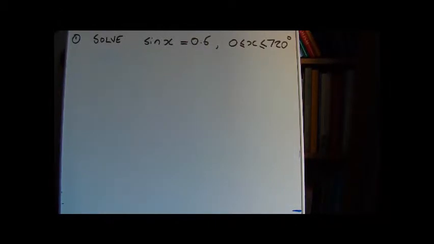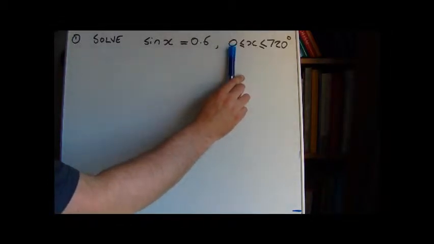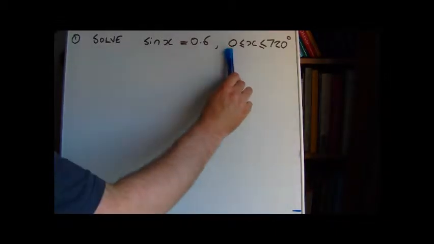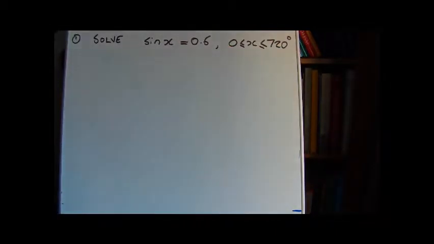Okay, we're going to solve a trig equation involving the sine function. The equation we have to solve is sine x equals 0.6, and we have to find all the values of x which are between 0 and 720 degrees. Incidentally, when you're solving this kind of problem, the interval tells you whether you're using degrees or radians. So in this problem, check to make sure your calculator is in degree mode.